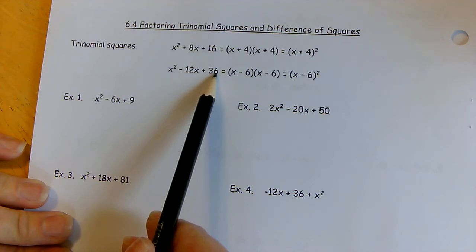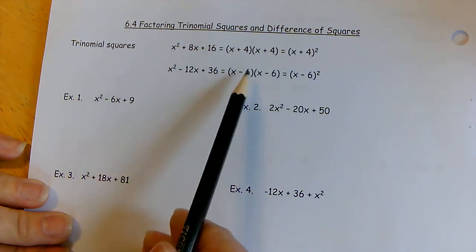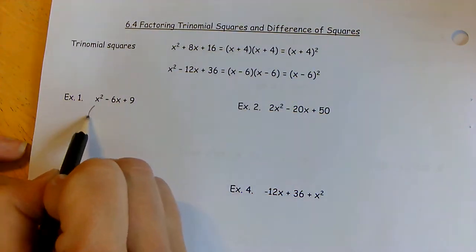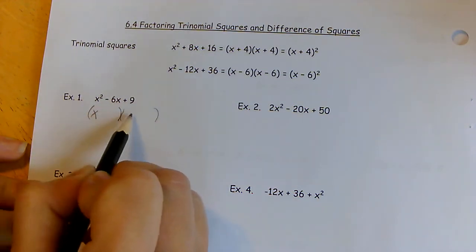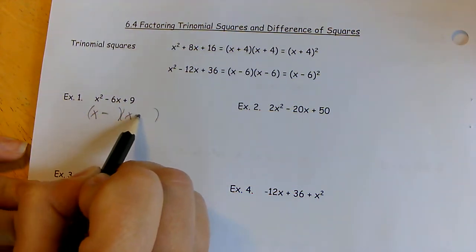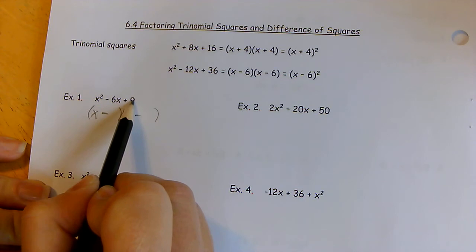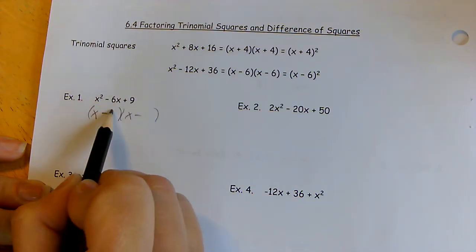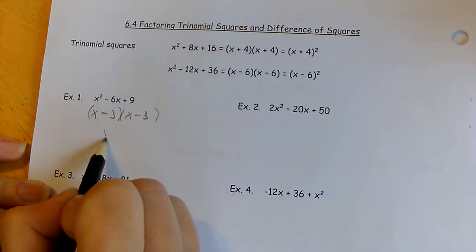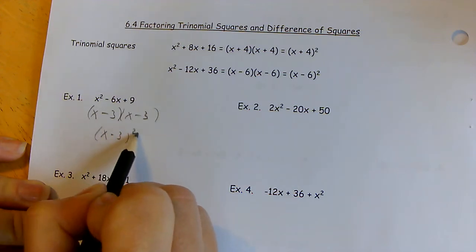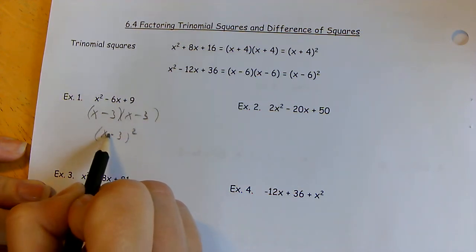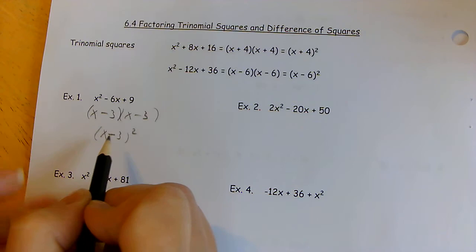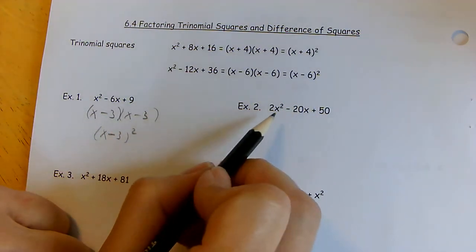Two numbers that multiply to 36 that add to negative 12, negative 6, negative 6. So two sets of parentheses, same sign, both negative. Two numbers that multiply to 9 that add to 6. I can write it in expanded or exponential form. It doesn't matter. It just has the same factor.